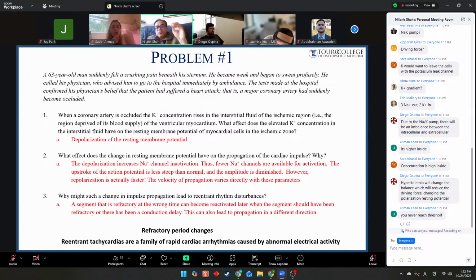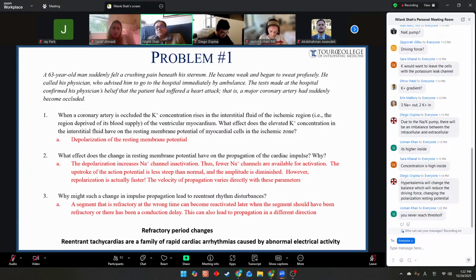To answer question number 1 here: what would happen in case of hyperkalemia? It will partly depolarize the resting membrane potential in the cardiac myocyte. That's the answer to the first question.